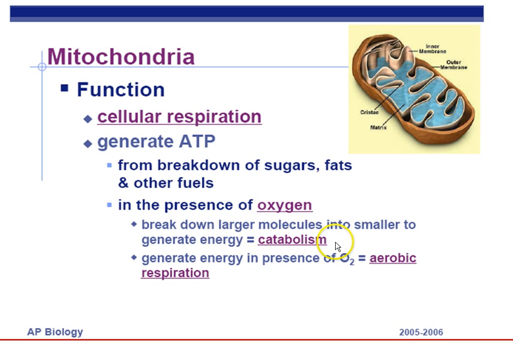Remember, catabolism is breaking things down. Think catabolism. We're breaking apart sugar for its energy. When we make energy in the presence of oxygen, we call that aerobic respiration. So if you're into aerobics, well, now you know what it's called. You're actually using that oxygen to make ATP energy to move around.